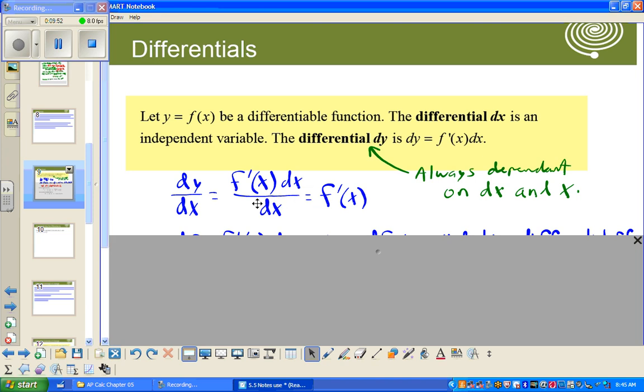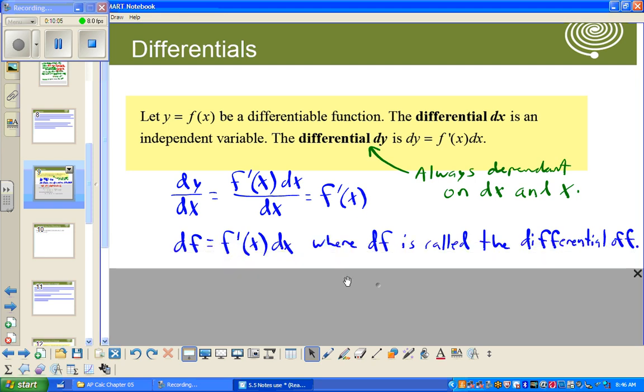And then you can kind of see how that manipulation occurs. If we take dy equals f prime of x dx and we divide both sides by dx, we get our derivative that we've been working with, f prime of x. We also can write dy as df, where we call that the differential of f, and that's going to equal the derivative of x, or f prime of x, times dx.